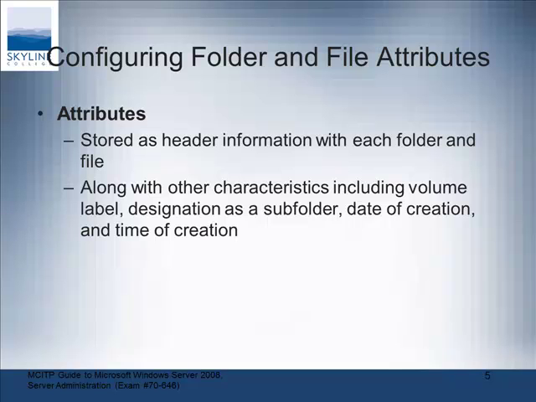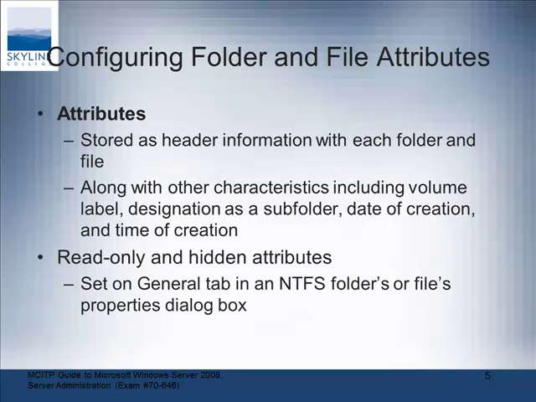Attributes stores the header information with each folder and file, along with other characteristics, including volume label designations as a subfolder, date of creation, and time of creation. Attributes goes back to DOS. Attributes are characteristics of the file or folder itself. Read-only, system file, hidden file, whatever we're going to do with that. And folders also can be assigned those attributes, and then when you copy files into that area, they assume them. Read-only and hidden are stored on the General tab in the NTFS folder or file's properties dialog box.